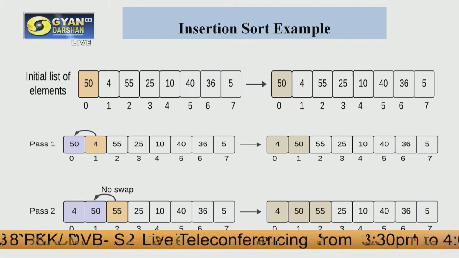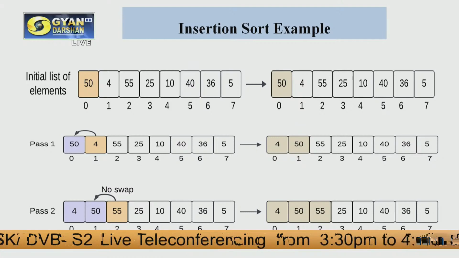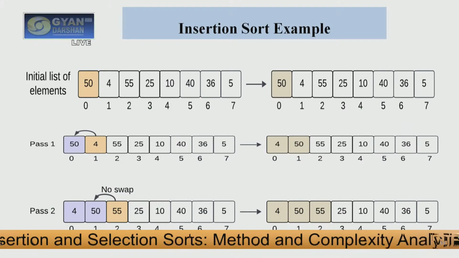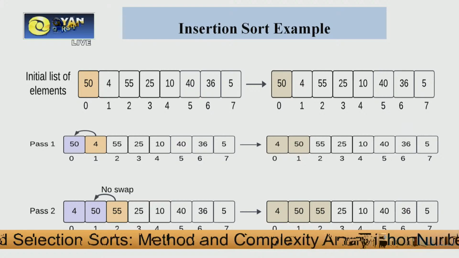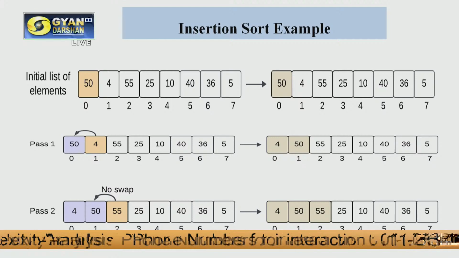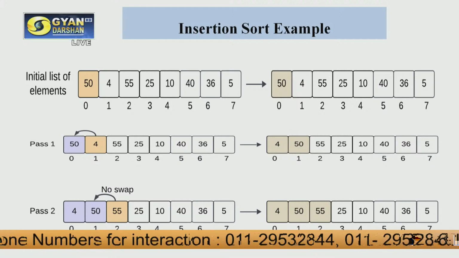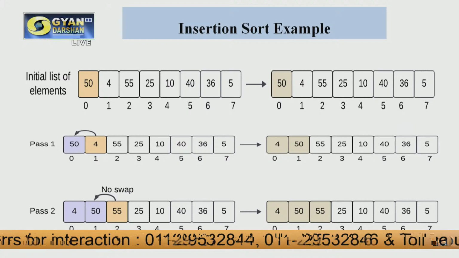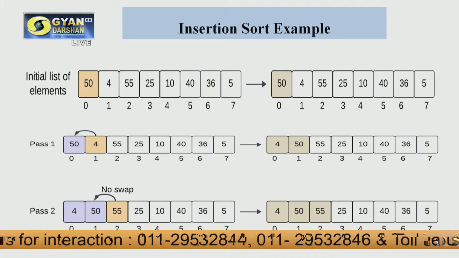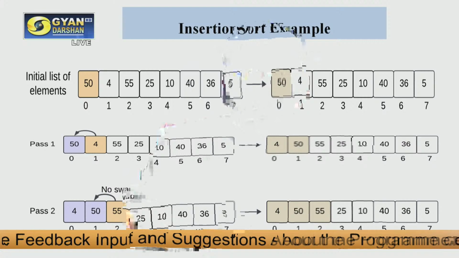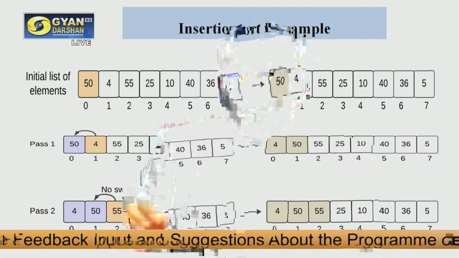Then in the next pass, next iteration, we consider the third element from the unsorted list, and that is 55. Now we compare 55 with the first item of the sorted list from the right side. So the first item from the right side is 50. 50 is smaller than 55, so there will be no swapping, and now these three elements 4, 50 and 55 are sorted.